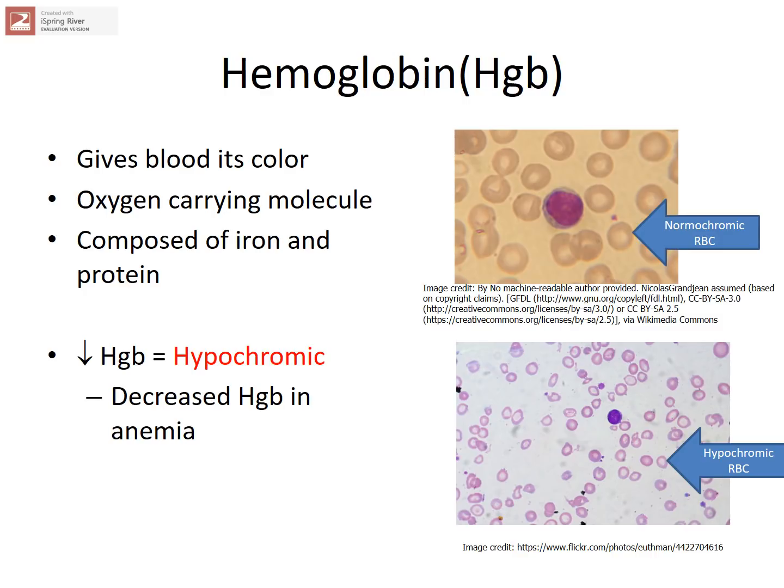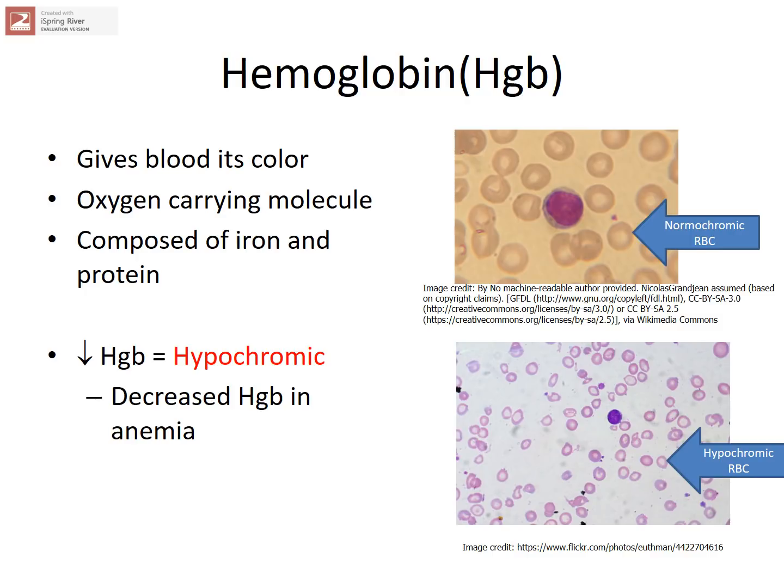Another test on the CBC panel is the hemoglobin. In the hemoglobin test, we are measuring the concentration, or grams per deciliter, of hemoglobin. Remember, hemoglobin is the protein that gives blood its color and carries oxygen. This protein is composed of iron and protein. So when a person becomes iron deficient due to blood loss or nutrition, they will have less hemoglobin, since iron is an essential component of hemoglobin.